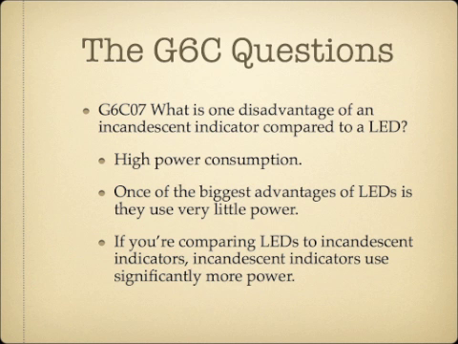What is one disadvantage of an incandescent indicator compared to an LED? Well, the disadvantage is the incandescent indicator has a high power consumption when compared to an LED. Now, you've got to remember that one of the biggest advantages of a light emitting diode is they have a really low power draw, so they use almost no power at all. So if you're comparing an LED to an incandescent light or an incandescent indicator, the incandescent indicator is going to use significantly more power. So if you can remember that the LED's biggest advantage is they use very, very little power, anything compared to that is probably going to use a lot more power.